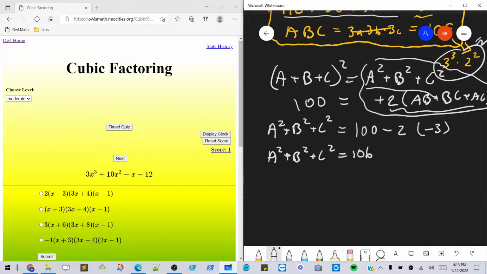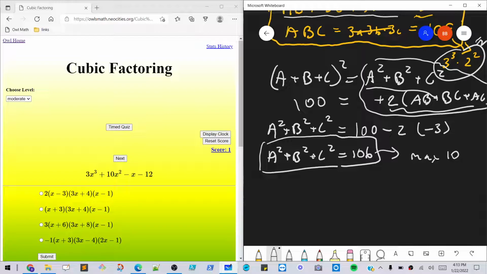The convenient thing with this equation, having everything squared, is we really don't have to worry about the signs because everything's going to be positive when you square it. So systematically, what I do is I look at what squares are going to give me something less than 106. For example, I can't use 11, because if one of these values, A, B, or C, is 11, we're at 121, we're over. So we're looking at a max of 10.